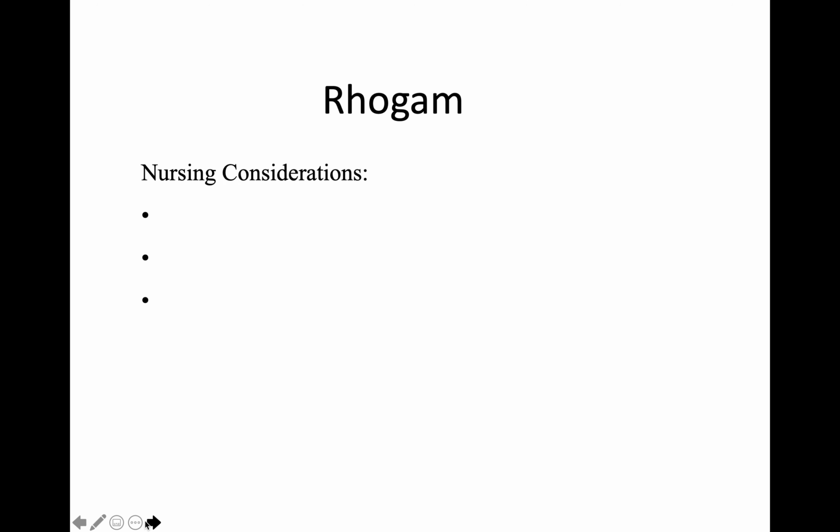Okay, now we're going to talk about RhoGAM. There's also another one called Rhophylac that is also an immunoglobulin, just like RhoGAM. It's fairly new, in the last 10 years. It used to be we just had RhoGAM. But anyway, RhoGAM is an immune globulin. There's only one RhoGAM. And like I said, Rhophylac is just like it. And Rhophylac is spelled R-H-O-P-H-Y-L-A-C. And both of these are immune globulin.